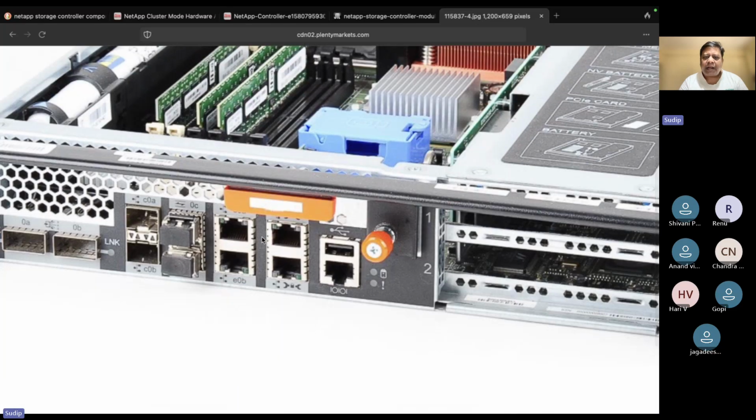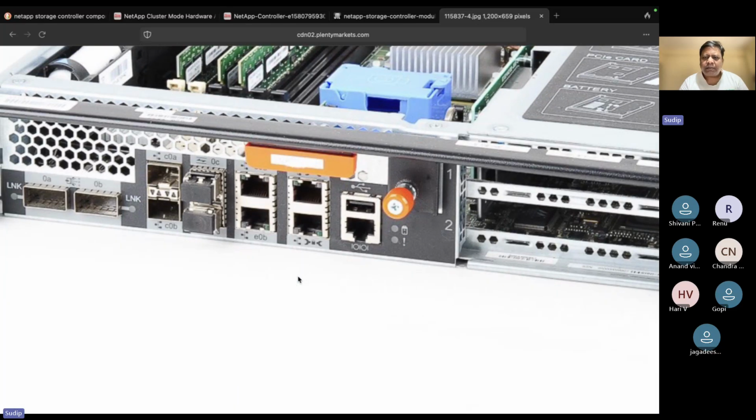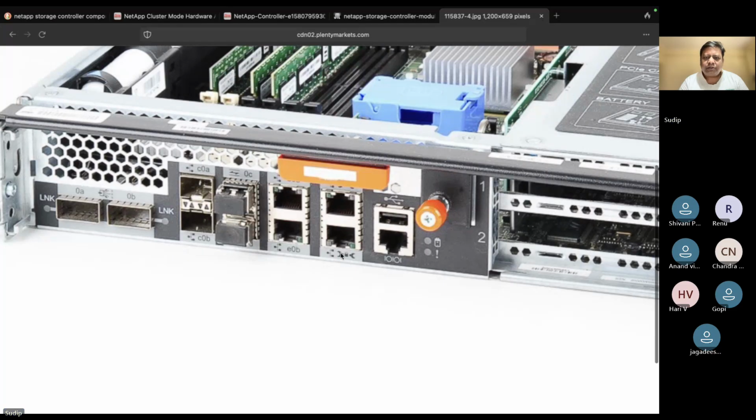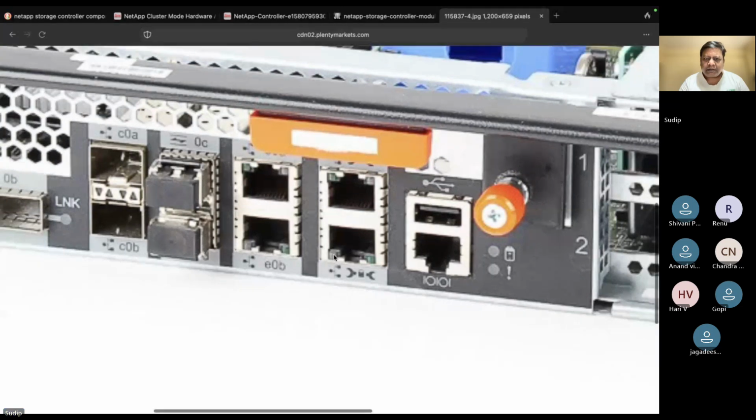And here is where you can identify the various ports of the storage controller in the back end. Wherever you see this symbol, like a small LAN kind of symbol, that means that's the management port. And wherever you see this spanner kind of symbol, that means that's the console port. Now, what's the difference? I'll tell you later. Then E0B, Ethernet. Wherever you see E, that's Ethernet. This is an Ethernet port. This is also an Ethernet port.